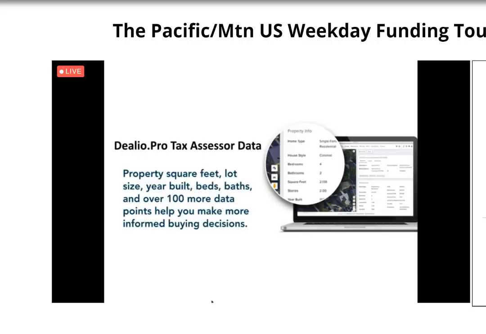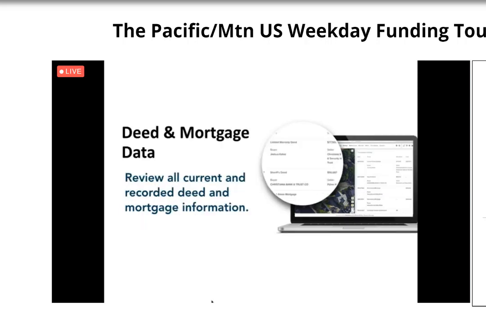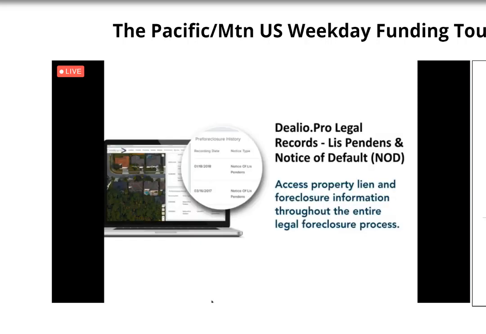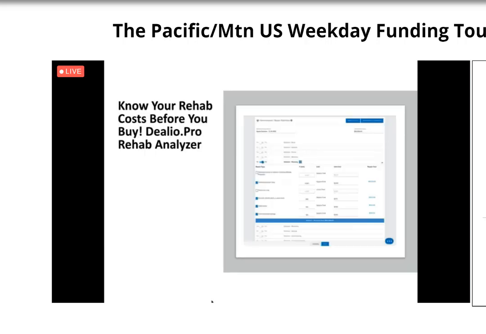I can access property tax assessor data. I'll show you some of these, where it shows me who bought the property, when they bought it, what loan they got, what year they got it, when they transferred a warranty deed, and what type of deed it is. There are different types of deeds, okay? Deed and mortgage data, notice of defaults, all those items.